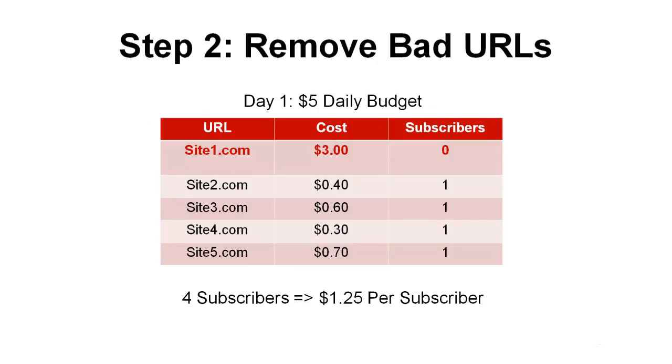To simplify things, we are just going to pretend that we only advertise on 5 different URL. Now on day 1, site 1 cost us $3 and it got us 0 subscribers, while the rest of the sites got us 1 subscriber each. So with 4 subscribers, we are paying $1.25 per subscriber on day 1.